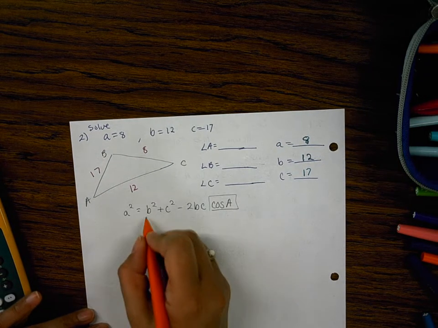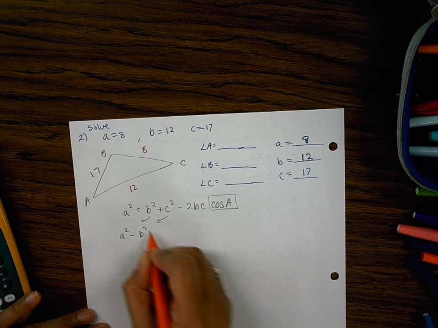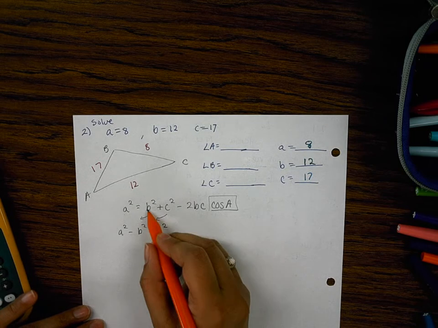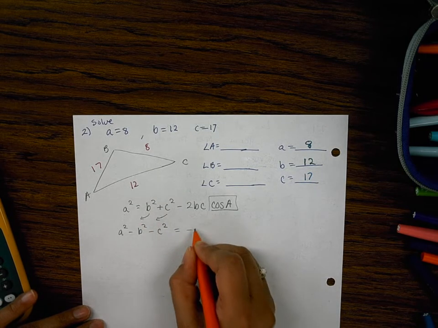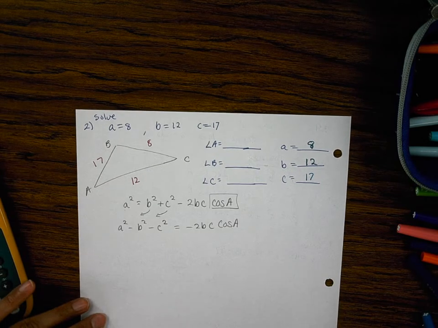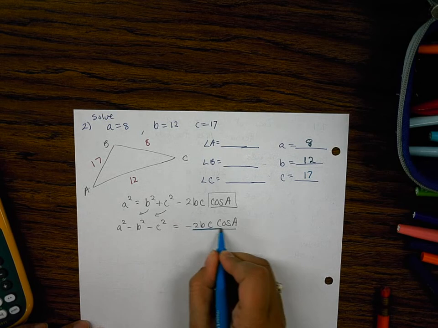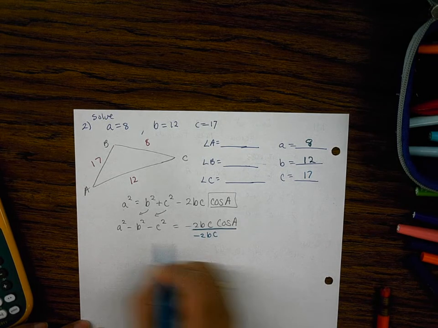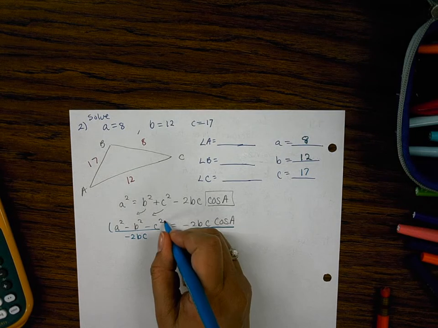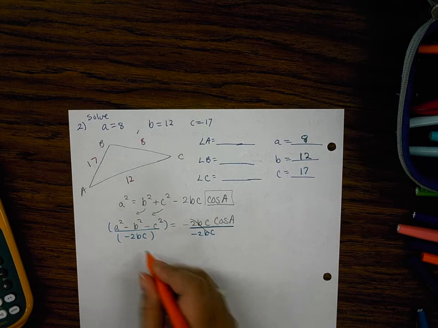Again, I'm trying to get cosine of A by itself, so I'm going to subtract these two guys over. A squared minus B squared minus C squared equals negative 2BC times cosine of angle A. And then I divide, because I want to get the cosine of A by itself, by negative 2BC. Don't forget to put your parentheses there when you plug it in your calculator.